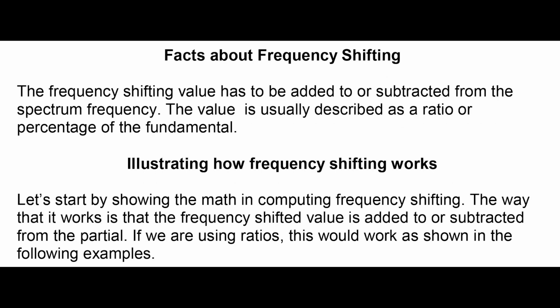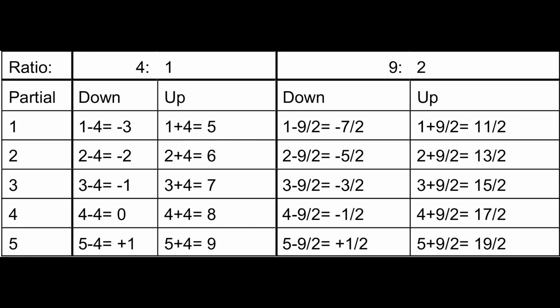Facts about frequency shifting. The frequency shifting value has to be added to or subtracted from the spectrum frequency. The value is usually described as a ratio or percentage of the fundamental, illustrating how frequency shifting works. Let's start by showing the math in computing frequency shifting. The way that it works is that the frequency shifted value is added to or subtracted from the partial. If we are using ratios, this would work as shown in the following examples.